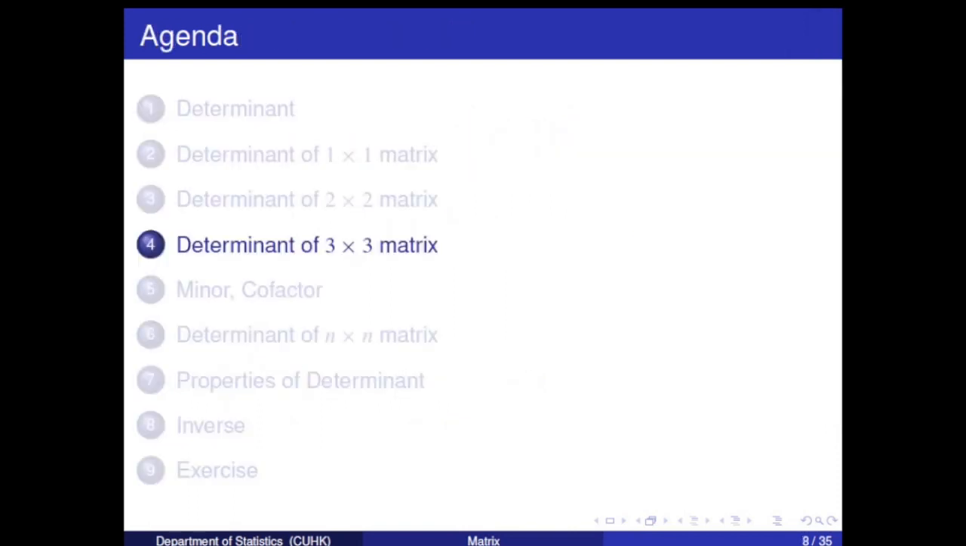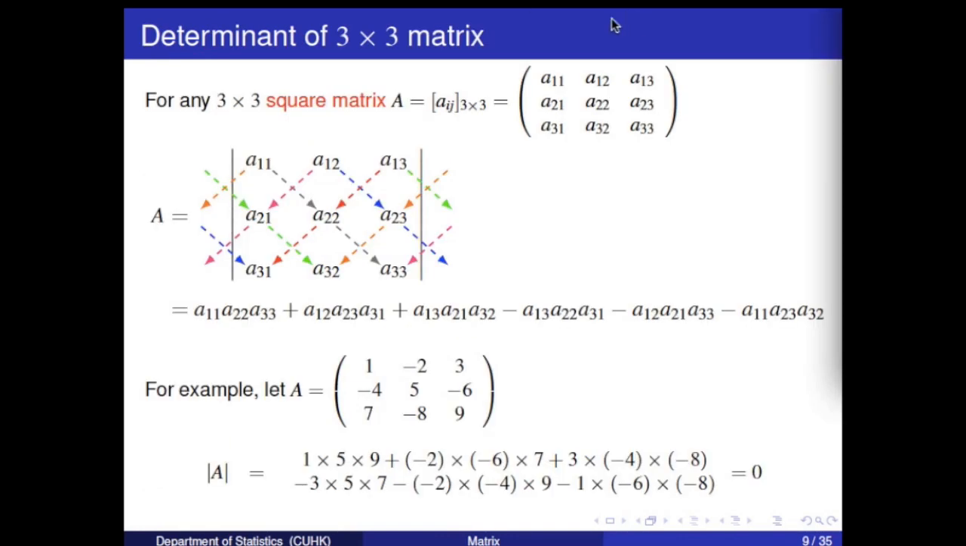Determinant of 3 times 3 matrix. For any 3 times 3 matrix A, here, the determinant of A is equal to this formula. We can remember this formula easily. Look at here. The formula is equal to A11 times A22 times A33 plus A12 times A23 times A31 plus A13 times A21 times A32 minus A13 times A22 times A31 minus A12 times A21 times A33 minus A11 times A23 times A32. We can try to use the formula to calculate the determinant now.